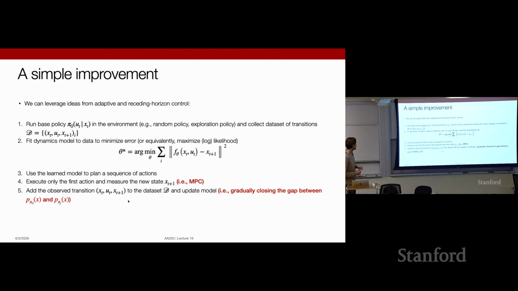But also what we could do is use the transitions that we are observing while deploying this policy, add them to the data set, and refit our model. So in a way, we are gradually closing the gap between the state distribution induced by the original policy and the state distribution induced by this planning policy, if that makes sense. Okay, so these are indeed 2 simple steps which can, in practice, make a substantial improvement.